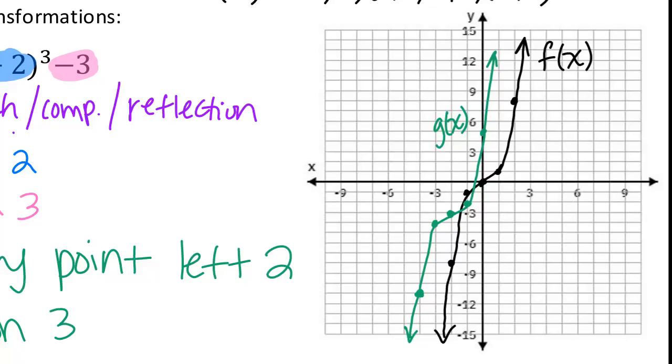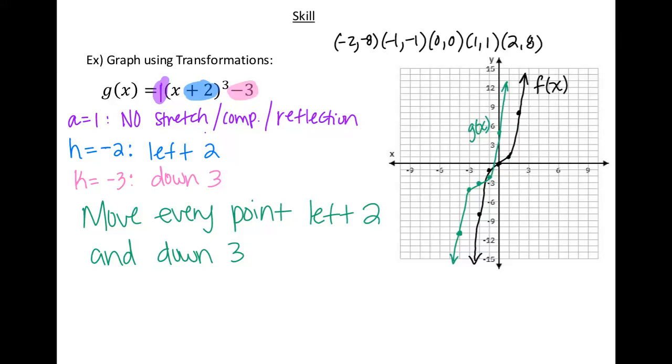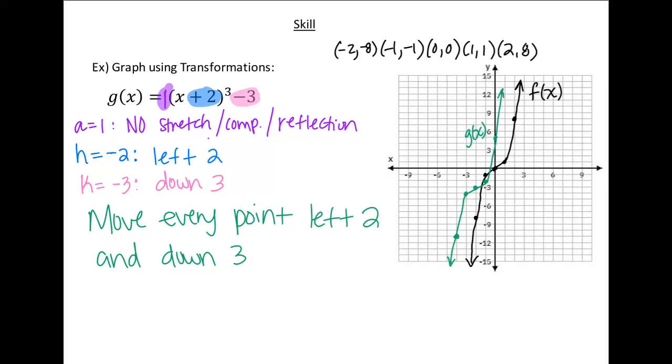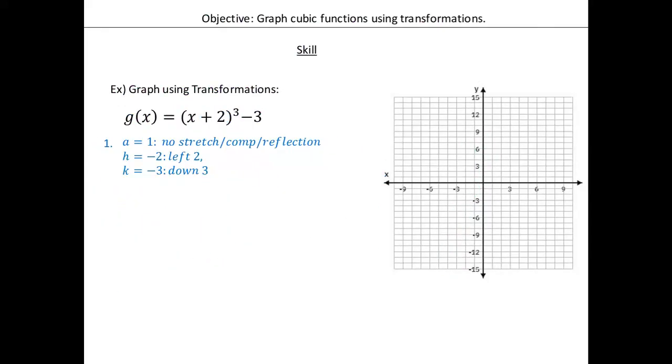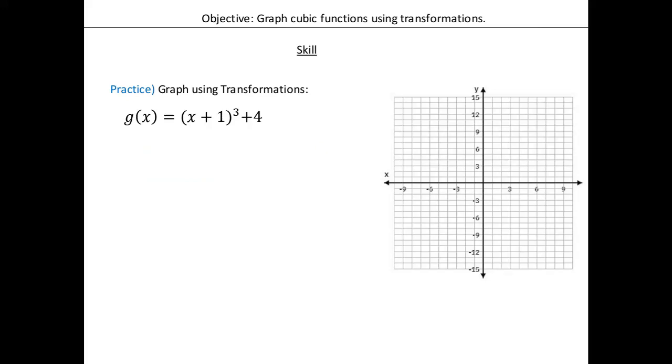Okay? Today's going to be more of the simpler versions. We're only going to be looking at translations, moving left and right, up and down, and that's all we're going to do today. Okay? All right, so now move on to the next page and go find this example.